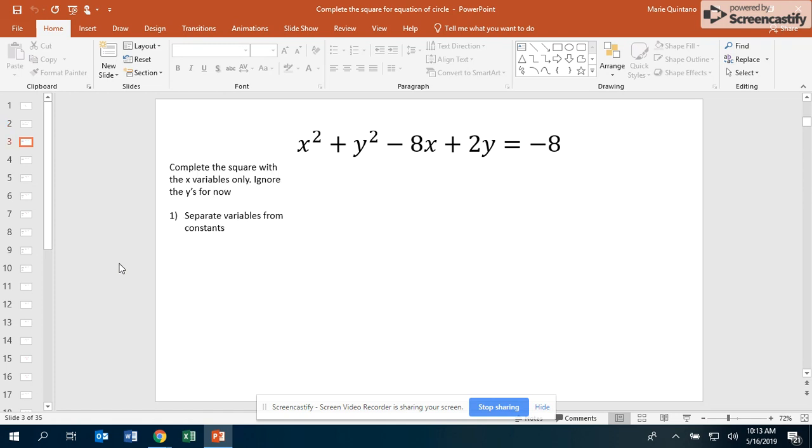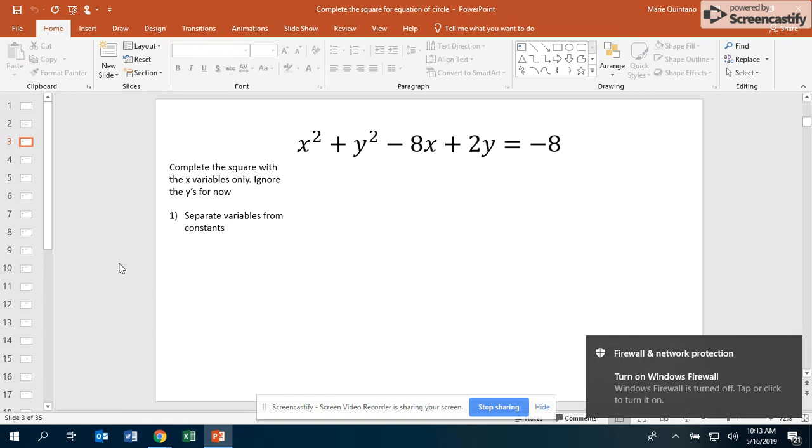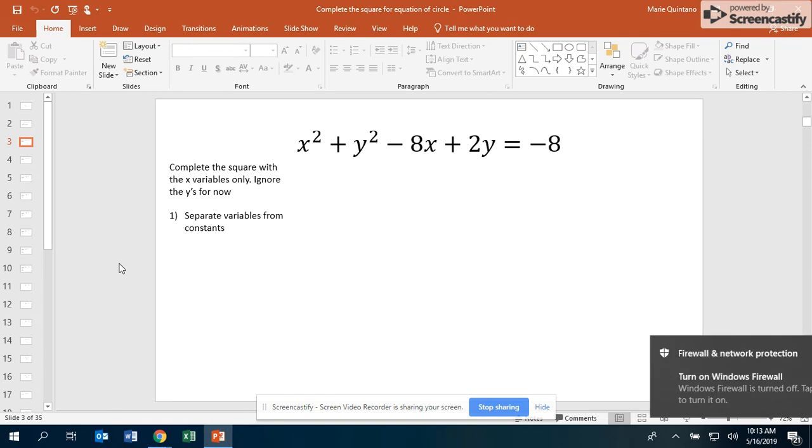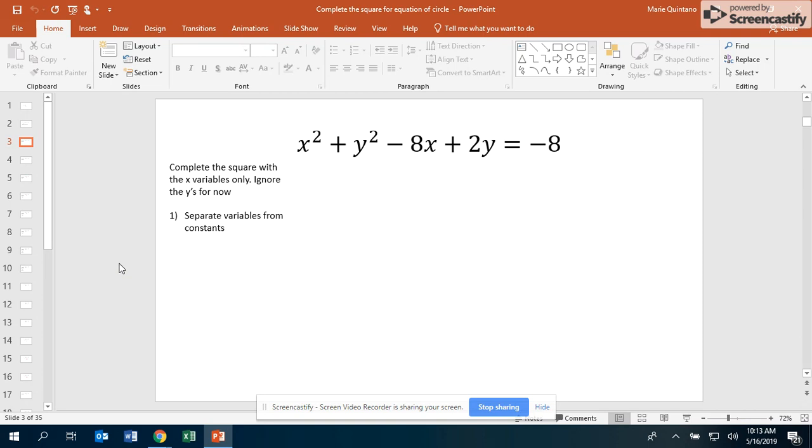Let's apply the completing the square process we did in class to this equation. So we're only going to complete the square with the x variables. Ignore the y's, just save them for later. But let's separate the variables from the constants. That gives me x squared minus 8x equal to negative 8. Just ignoring the y's for now, we'll come back to them later.